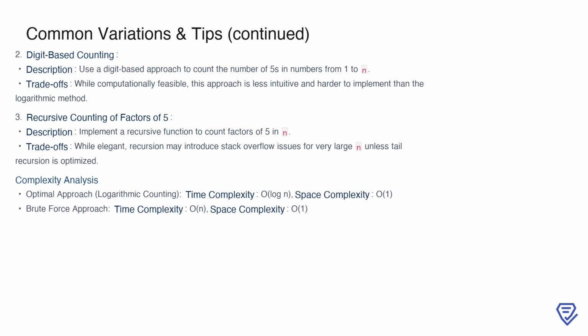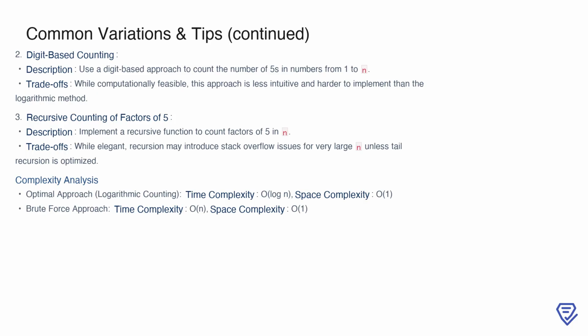Another alternative is a digit-based counting approach, where you directly count the number of 5s in numbers from 1 to n. While computationally feasible, this method is less intuitive and more complex to implement compared to the logarithmic method. A third option is recursive counting of factors of 5. This involves implementing a recursive function that divides n by 5 repeatedly to count the factors of 5. While this approach can be elegant, it risks stack overflow issues for very large inputs unless tail recursion is optimized.